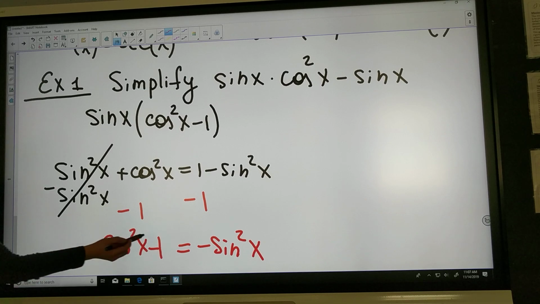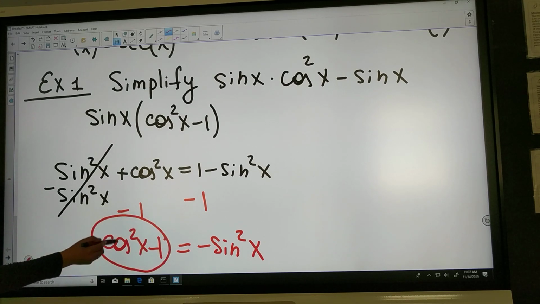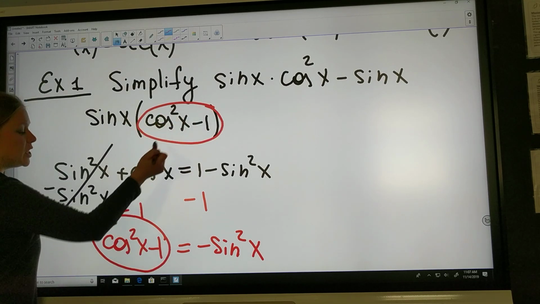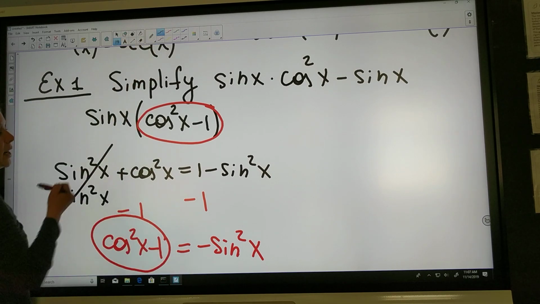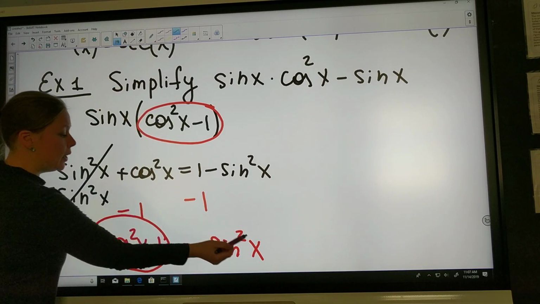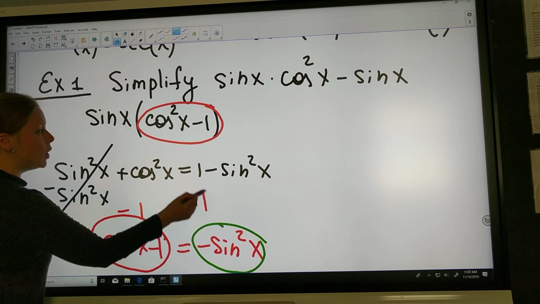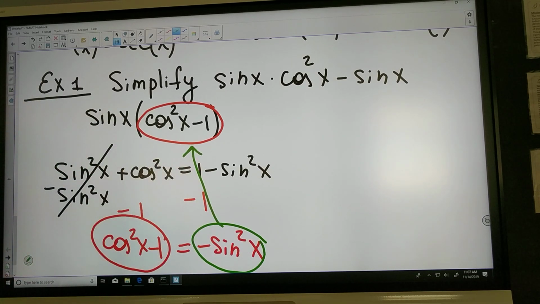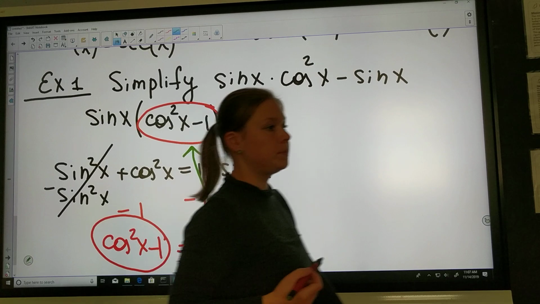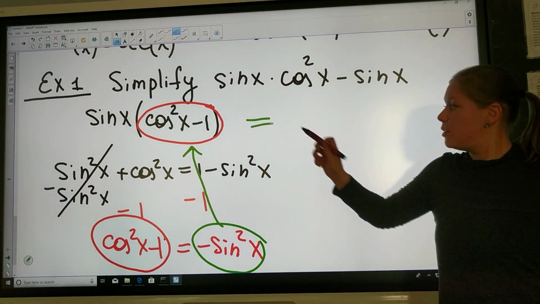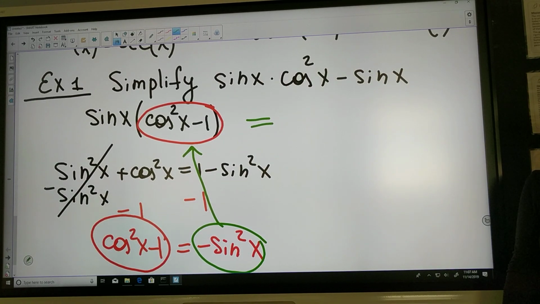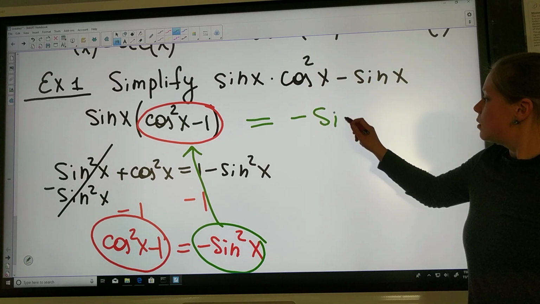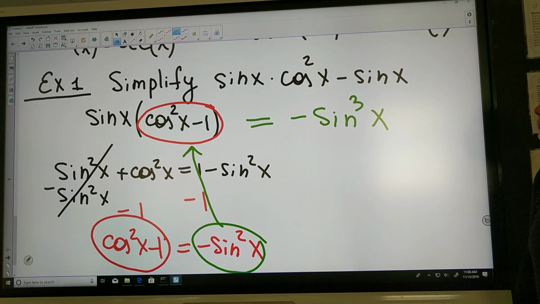So I did this to replace this part. You see this part and this part are the same. So now this part I will replace with minus sine squared. Let me change color, and I will take this and put it instead of cosine squared x minus 1. Can someone tell me the final answer for this? Negative sine squared. Yes. There you go.